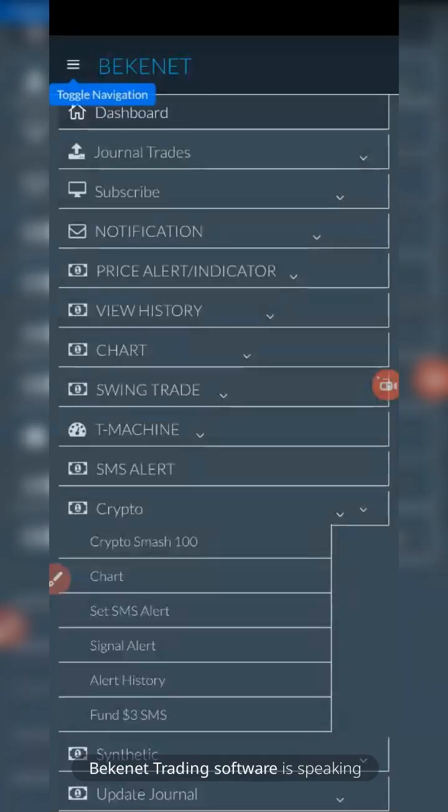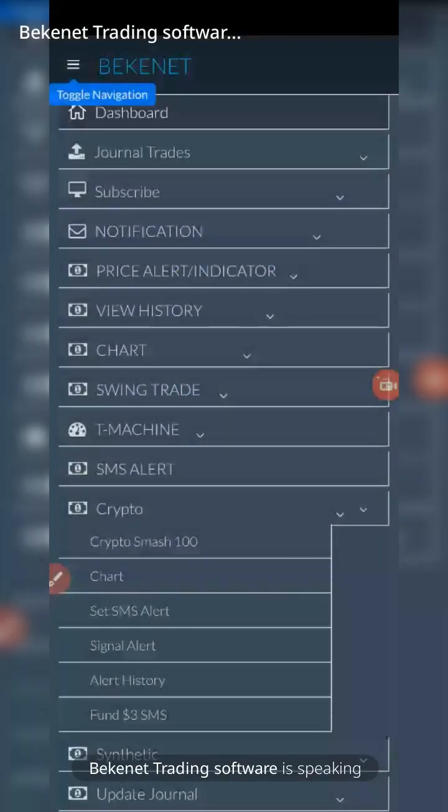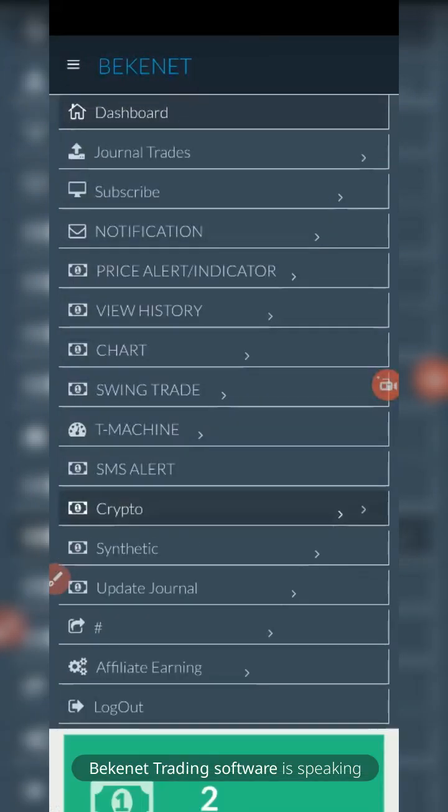Now, immediately you sign up, you have access to the app for 24 hours. Then after 24 hours, the system will log you out. It will then request that you subscribe before you can go into Forex or synthetic. But the crypto department is free. You don't need to pay anything.